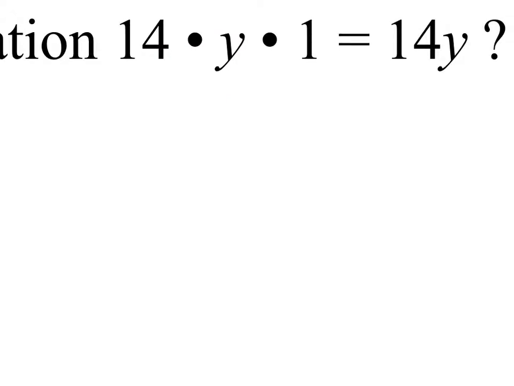Which property of multiplication is shown by this equation? Uh-oh. Well, something happened on it. 14 times y times 1 equals 14y. Well, did anything commute? No. Did we associate things differently? No. Then what the heck is it? It's distributive, because yeah, this one can't be distributive because there's no parentheses. So what is it? That is correct. This one is the identity property.